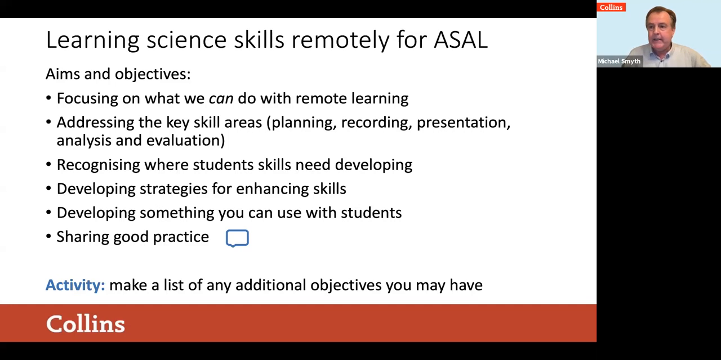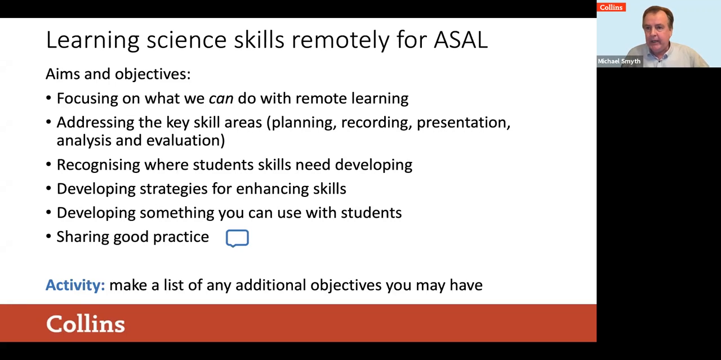As Charlene said, this is an interactive session today, so if you do participate in it, you could end up with something that you can actually use straight away with your students, which is always useful. We'll be sharing good practice as well, so there'll be opportunity for each of you to have input into things that you're doing. And anytime you see that little icon at the bottom, it's just on the PowerPoint, so you can't click on it or anything.